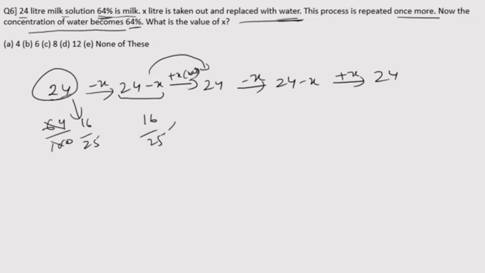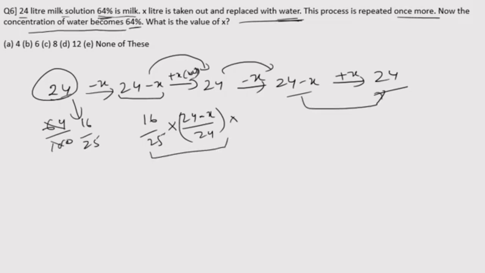Proper fraction means numerator is less and denominator has to be more. That is 24 minus x by 24. These things I have explained in detail in the removal replacement videos. Go to the playlist and check that. Again, that operation is happening. When something is removed, there will be no change. It will be this part only. When something is added, then there will be change. It will reduce further.